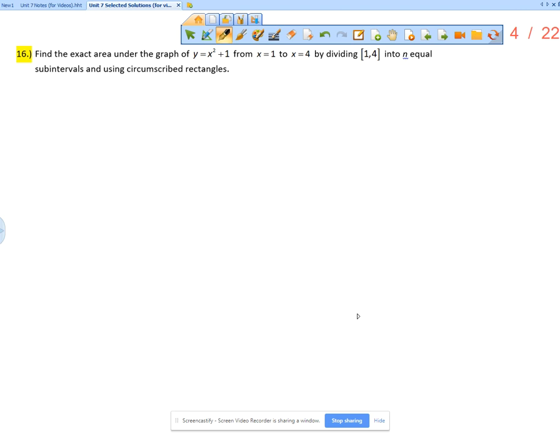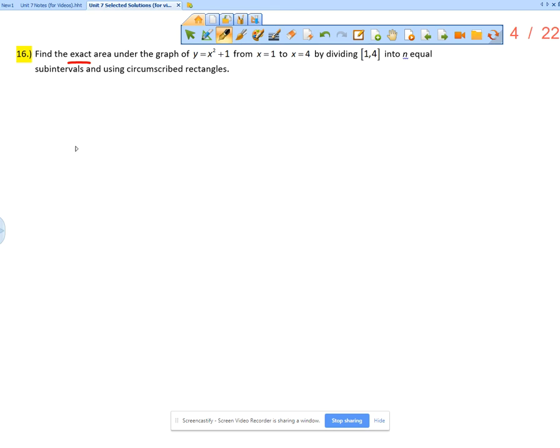This is the solution video for section 7.1, problem number 16. The problem says find the exact area under the graph of y equals x squared plus 1 from x equals 1 to x equals 4 by dividing 1 to 4 into n equal subintervals using circumscribed rectangles. This is the process that we laid out in the video for slides 8 and 9.